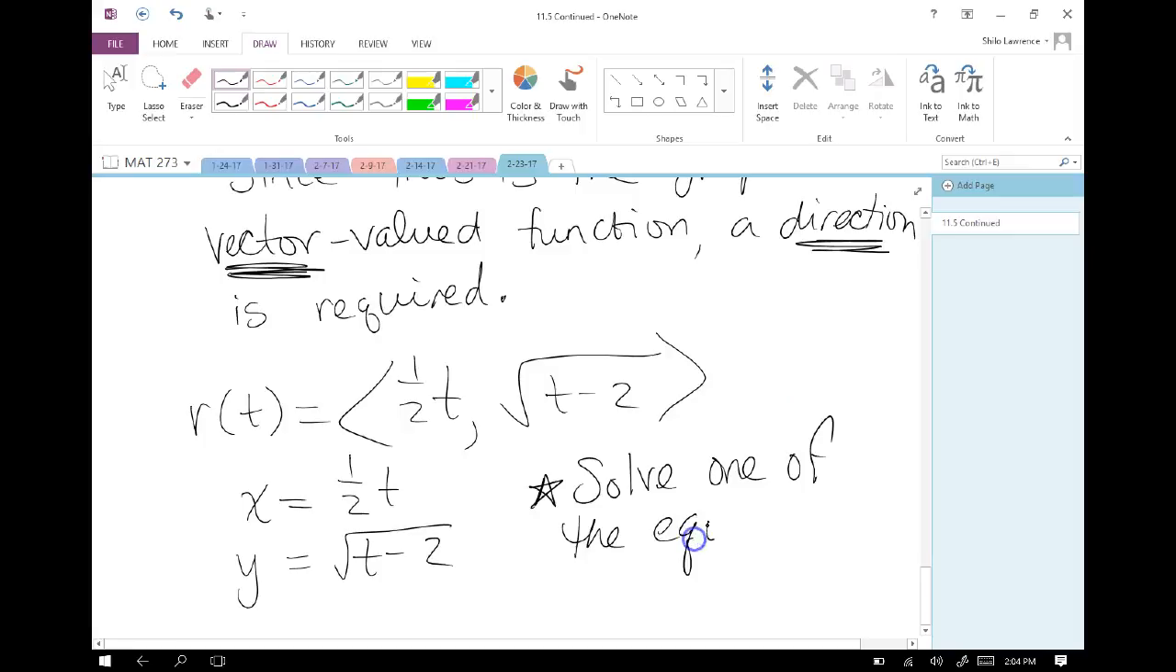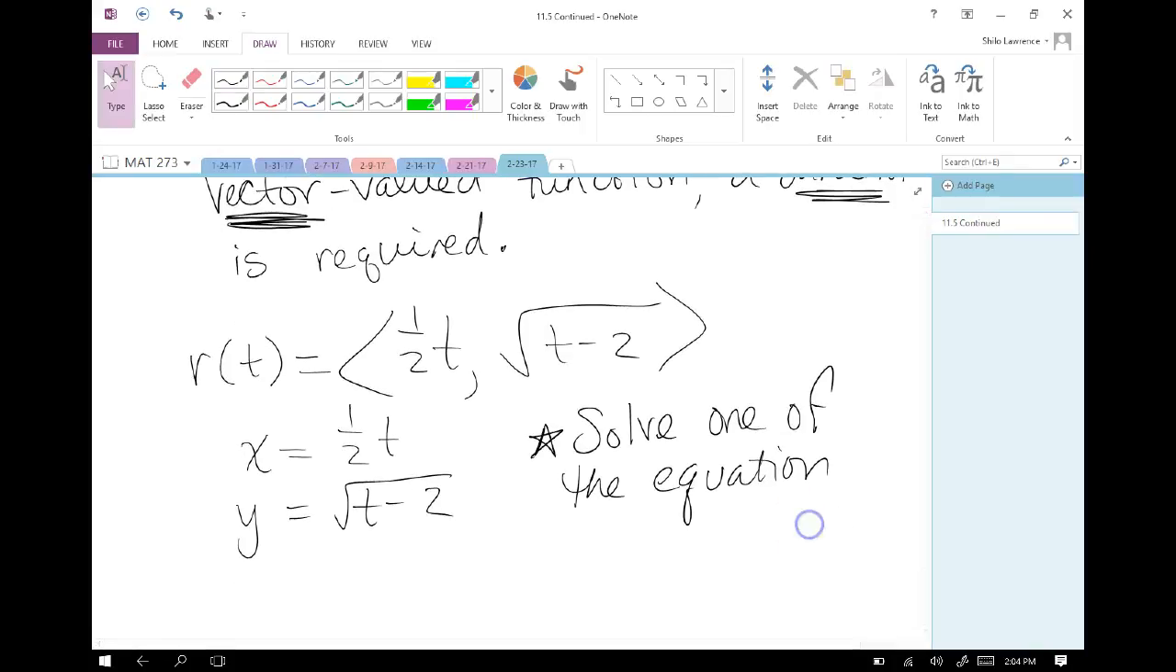We're going to solve one of the equations for t. We prefer to solve the x if possible, and then that will leave our final answer as y equals a function of x, which is how we're used to seeing equations that we graph on the xy plane.